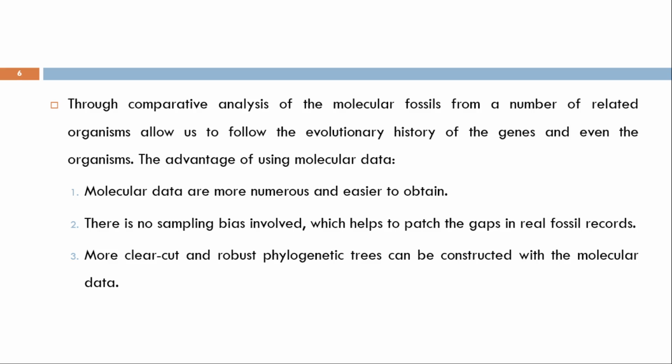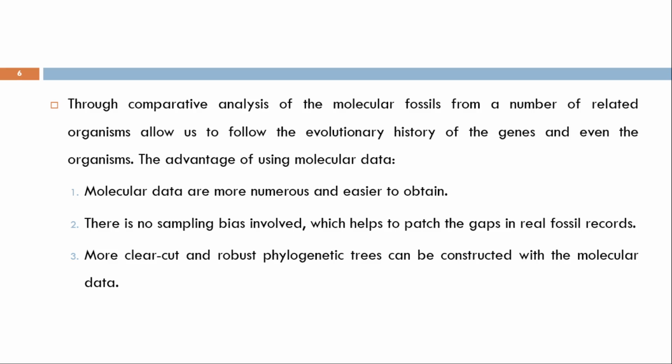Maybe it is DNA, RNA, or protein. Mostly we use the DNA and protein. And there is no sampling bias involved, which helps to patch the gap in the real fossil record. As I discussed, in the fossil record only a few fossils are available for a few of the organisms. But once you focus on phylogenetic analysis with molecular data, you can simply extract the DNA of any particular organism and go for the sequencing. So there is no sampling bias.